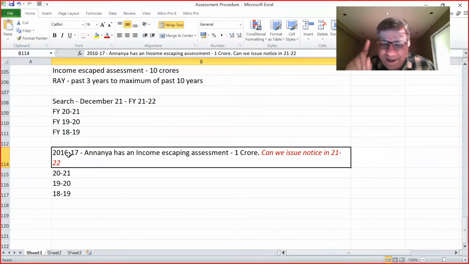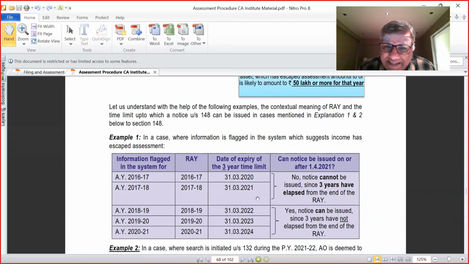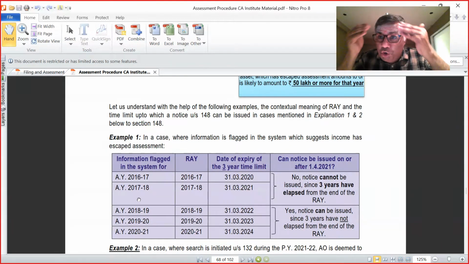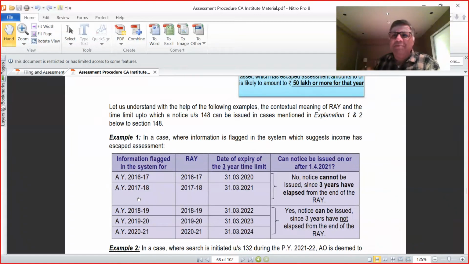So, be clear, this might be the example also in the examination. For 16-17, 17-18, you might have concrete information with you that income has escaped assessment. Okay, as our friend was saying, bar of limitation. The finance minister in her last budget said, don't waste your time going back. So these 2 years, irrespective of any information, you cannot, whereas these 3 years you can.